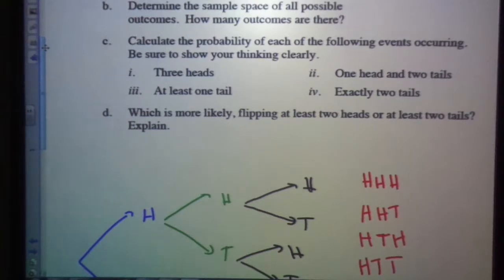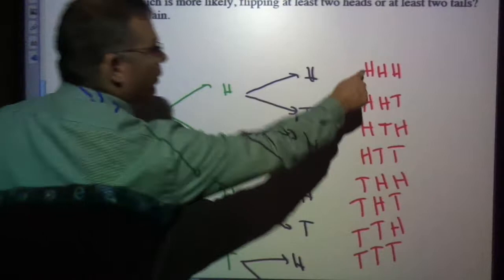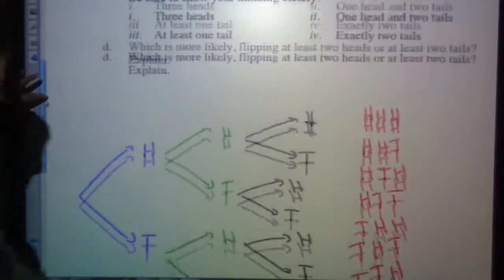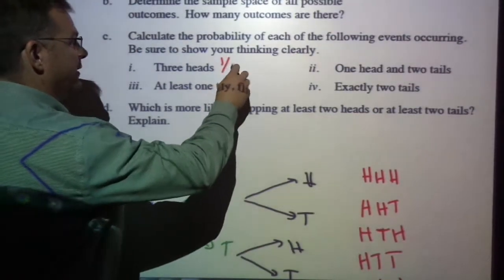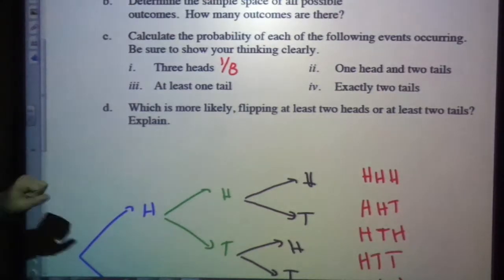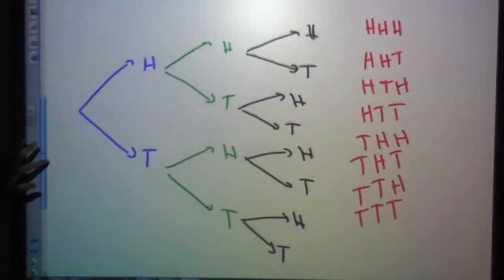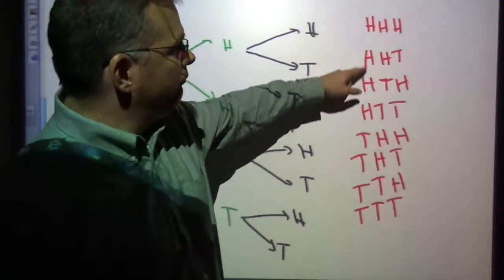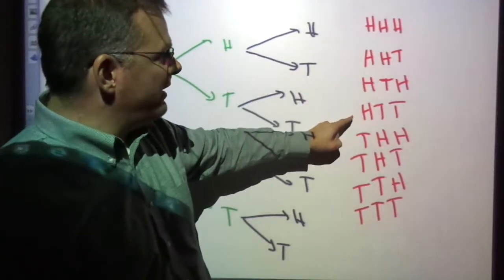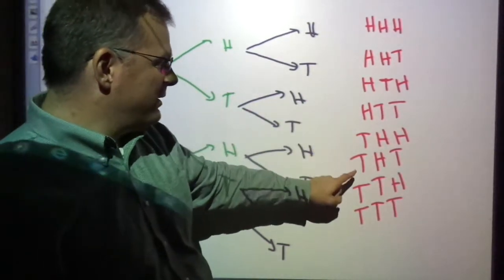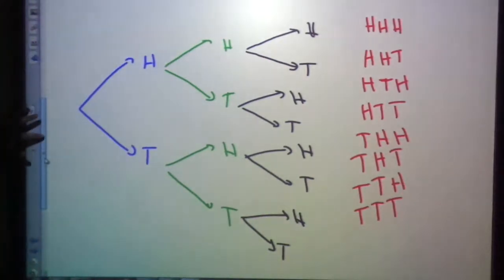What's the probability that we get 3 heads? Well, that is going to be just here, right? 1 out of 8. So there's my answer, 1 out of 8. What's the probability we get 1 heads and 2 tails? Where does that happen? Here, 1, 2, 3. 3 out of 8.